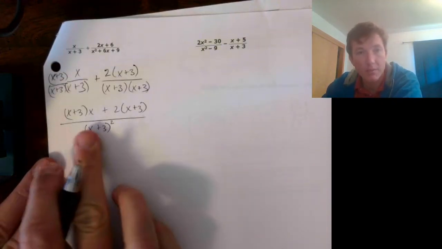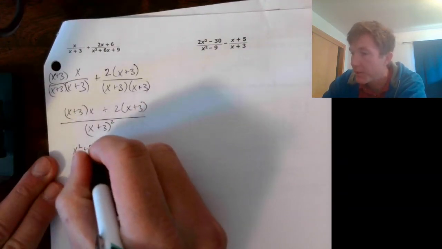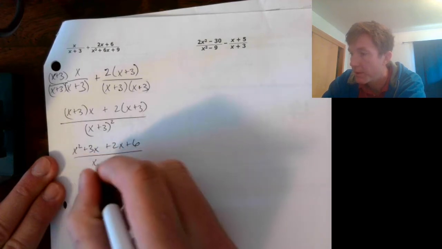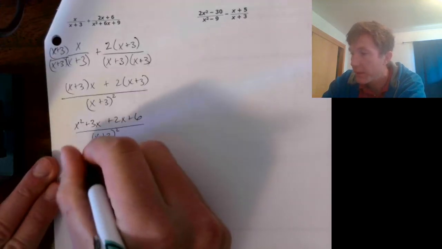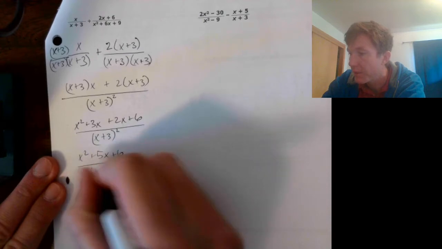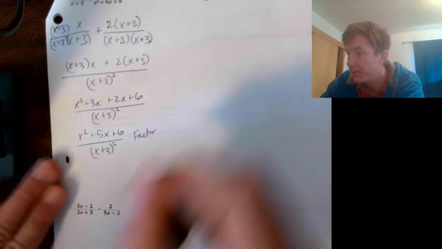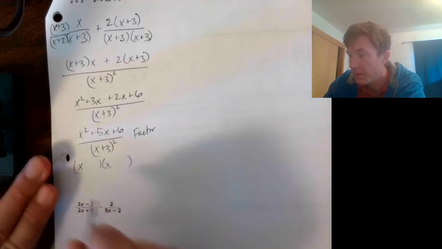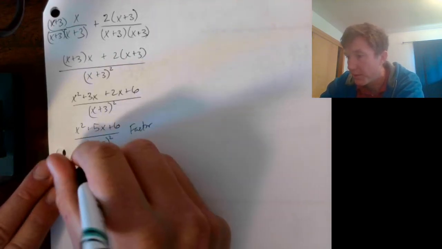And then let's distribute the top here. So this would be x squared plus 3x plus 2x plus 6 over x plus 3 squared. Combine: x squared plus 5x plus 6 over x plus 3 squared. Factor. I'm going to factor here. X plus something times x plus something. This will be 3 and 2.